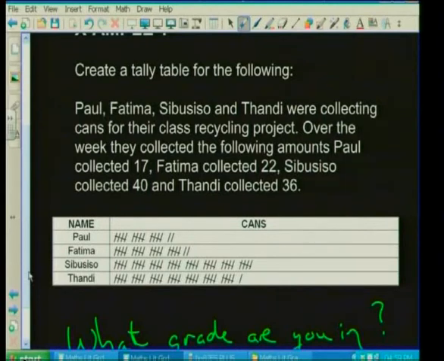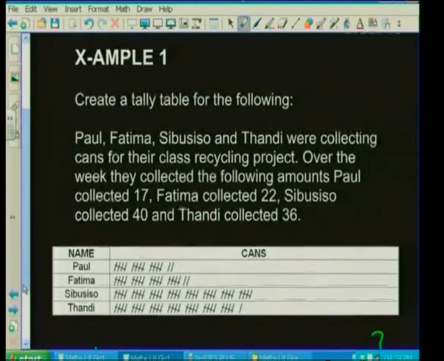Right, let's go on. Now, we get asked, create a tally table for the following. Paul, Fatima, Sibisu, and Tandi are collecting cans for their class recycling project. Over the week, they collected the following amounts. Paul collected 17, Fatima 22, Sibisu 40, and Tandi 36. So now we're saying, okay, let's see how many cans they have collected. Now, obviously, it's over a period of time, so as they bring in the cans, we're marking them off. We're not going to say, let me count all your cans, now let me make the tally. That would be silly, because then we could just write the answer.